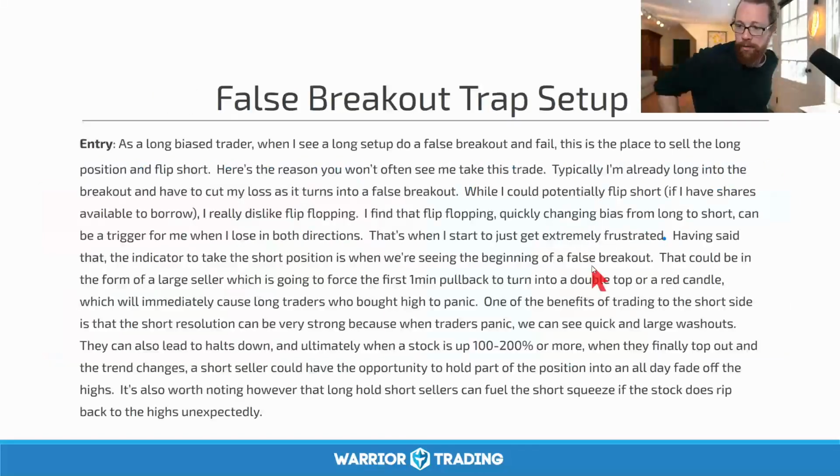So let's see, that video is in the right spot. Okay, so the entry. As a long bias trader, when I see a long setup do a false breakout and fail, this is the place to sell the long position and potentially flip short. Now, usually I don't like to flip flop, but this is the setup that I could do that on if I have availability of shares to borrow and I don't mind the tax hit from the trade.